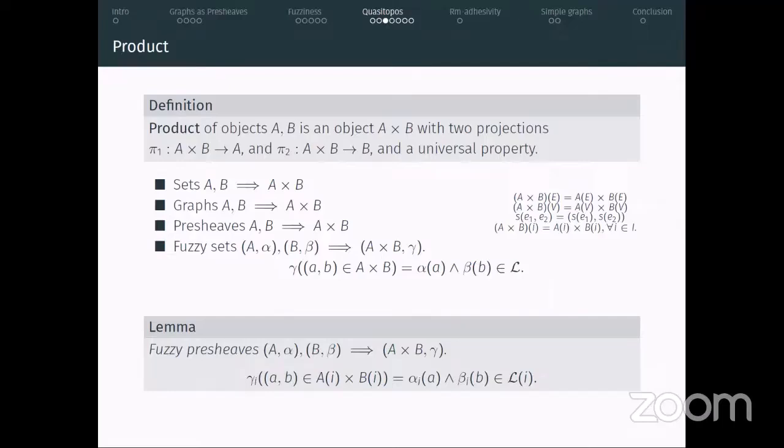This is the idea for the limits and colimits. The rest of the limits and colimits are similar. And as you can see, just combine what you already know, and it works.